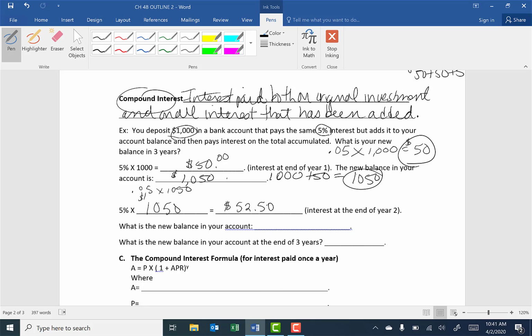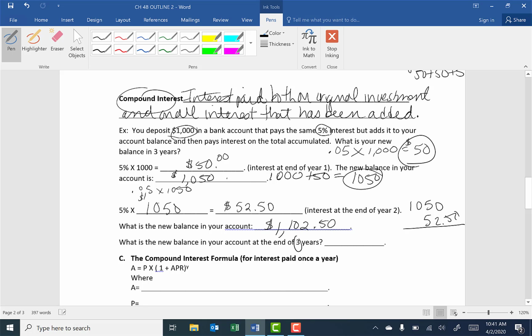What is the new balance in your account? Well, we have to take our 1050 that we had when we started, and let's add to it the 52.50. And we will get an amount of $1,102.50 as our new balance. Now it says, what's the balance at the end of 3 years? 3 years, so we start all over again.